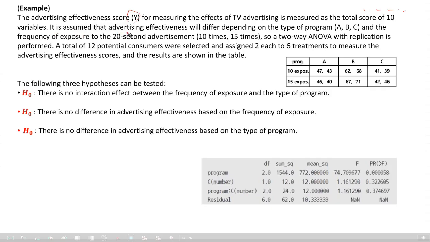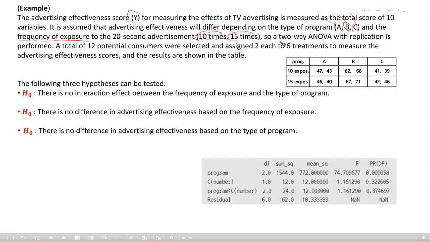Okay, it is assumed that advertising effectiveness will differ depending upon the type of program, ABC, show or entertainment or news, something like that, and the frequency of exposure to the 20-second advertisement. That means the number of changing exposures, exposure frequency 10 times or 15 times. For children, the number of changing exposures is large. For aged persons, slow change of exposures.